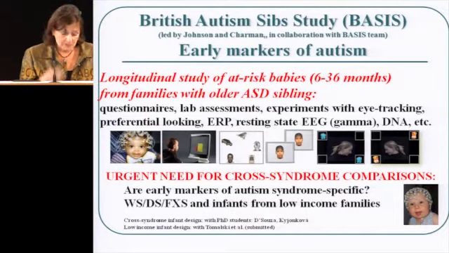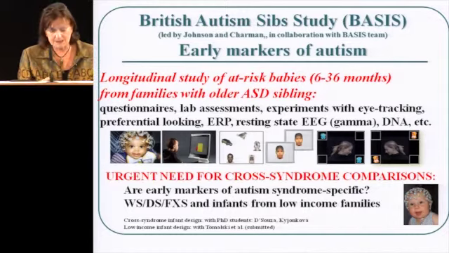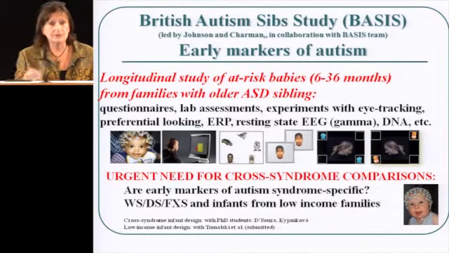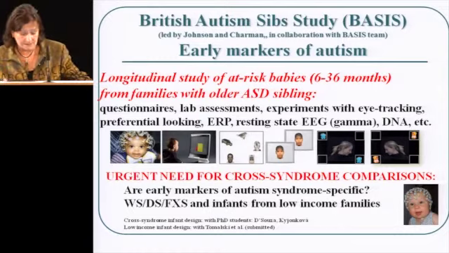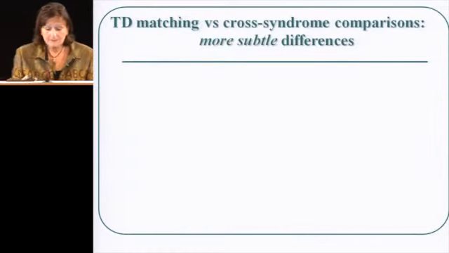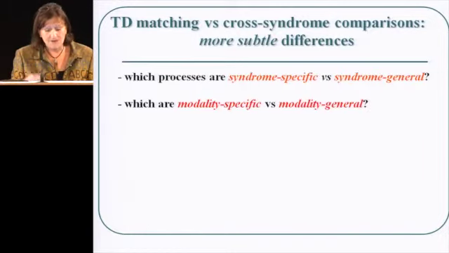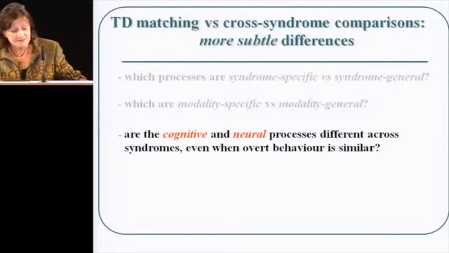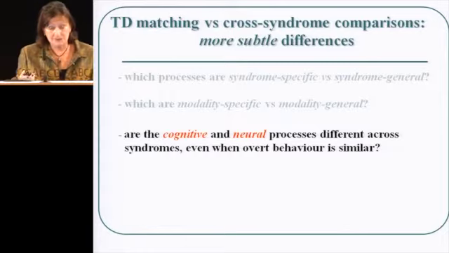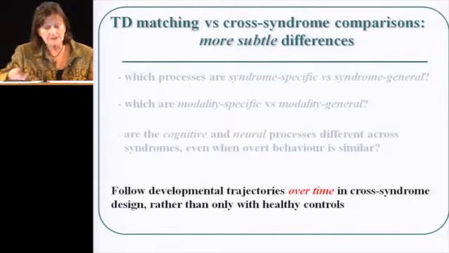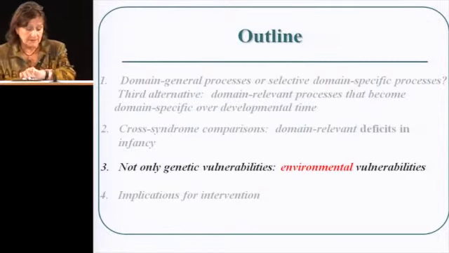So we're comparing Williams syndrome, Down syndrome, Fragile X syndrome, and also children who live in very poor socioeconomic circumstances. And we believe that this will allow us to ask many different types of questions. Which processes are syndrome-specific versus syndrome-general? Which are modality-specific versus modality-general? Are the cognitive and neural processes different, even when the overt behavior looks exactly the same? And we follow these developmental trajectories over time, rather than just comparing with controls.